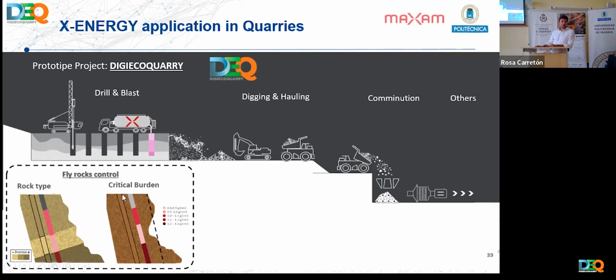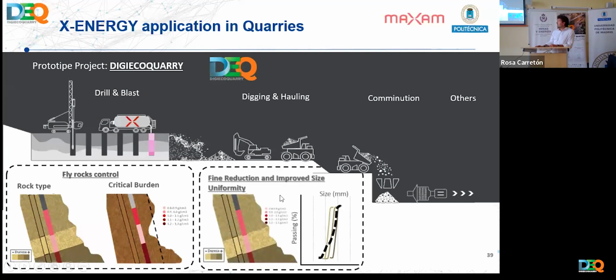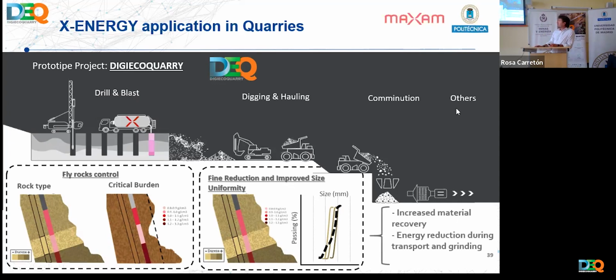First, to have control of the fragmented rocks, both from the rock type and also from the phase or the geometry of your blast, and also to have a reduction, in this case, of fine material, or to optimize the performance of the blast to match the KPIs of the client. Normally for a quarry, you don't want fine material, so you want to reduce it. You may improve the uniformity of your blast, and also increase the material recovery.